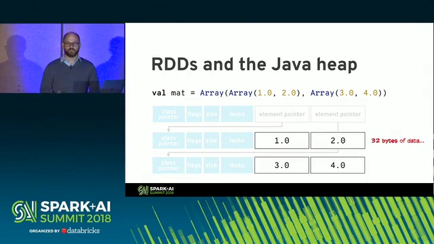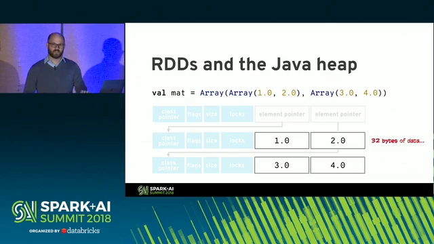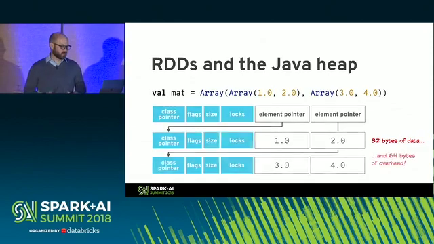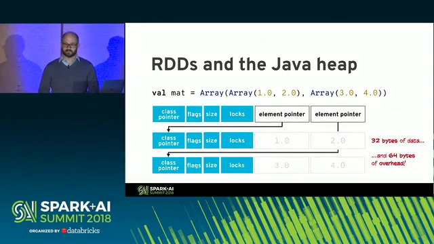So we have 32 bytes of actual data in our four doubles. But the actual amount of space that this nested collection will take up in memory will depend on how your JVM organizes memory, but in many implementations, we're looking at 8 bytes per pointer and 16 bytes per object header, meaning that for this simple matrix, we actually have 64 bytes of overhead.